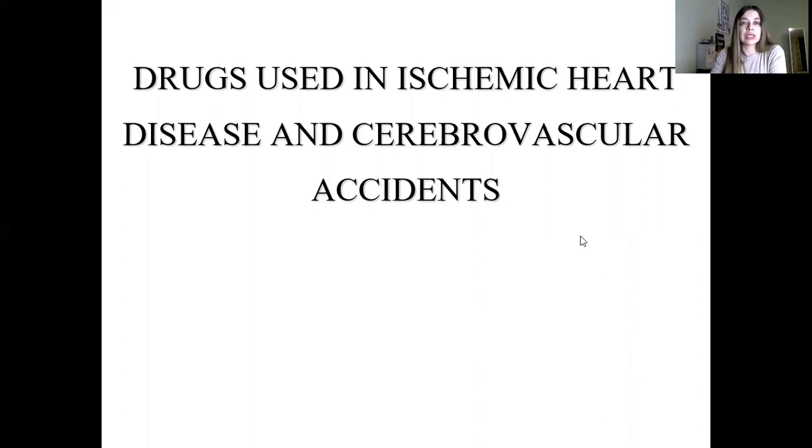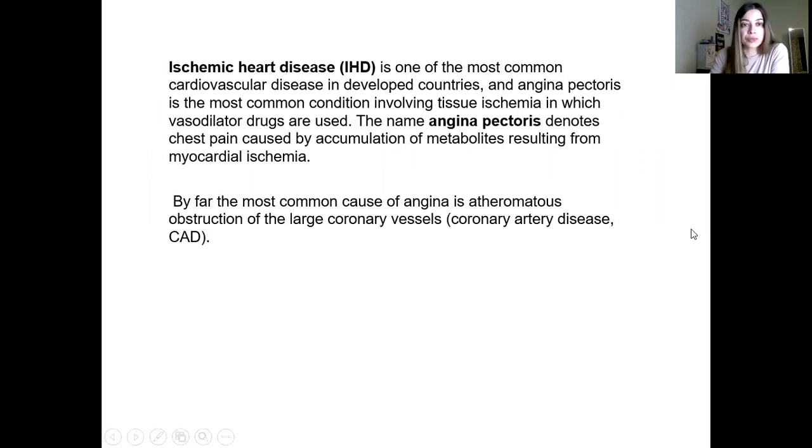Today we are going to study drugs used in ischemic heart disease and cerebrovascular accidents. Okay, and firstly, we are discussing what ischemic heart disease is.